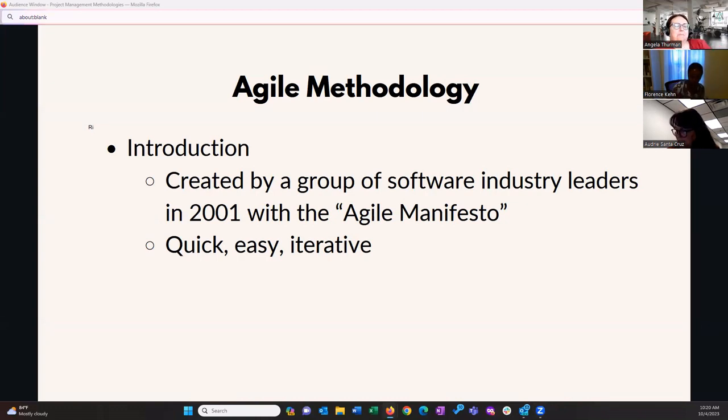So the agile methodology was created by a group of software industry leaders in 2001 with the Agile Manifesto. So it is all about being able to move quickly and easily. And that's how the agile methodology got its name. So it is about being agile, quick, easy, and iterative.